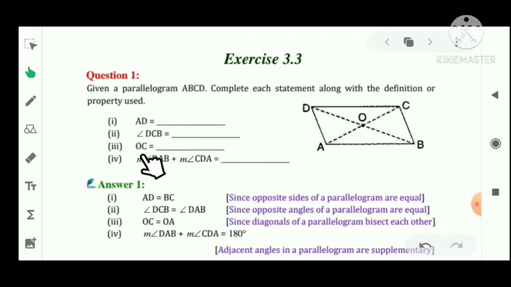The next one is OC. You can see this is the half diagonal of AC. So OC will be equal to OA. That means OC is equal to OA because diagonals of a parallelogram bisect each other. The next one is angle DAB plus angle CDA. That means you can see they are the adjacent angles, and as you know, the sum of the adjacent angles is 180 degrees. So its sum will be 180 degrees. This is question number 1.